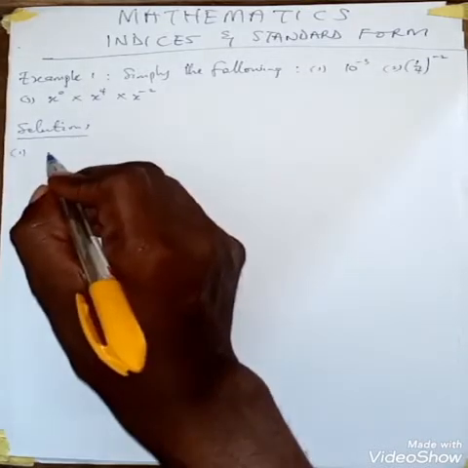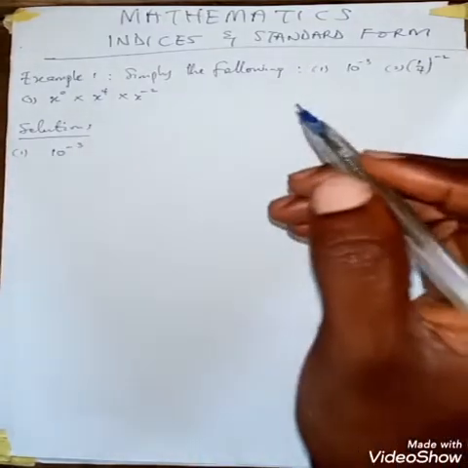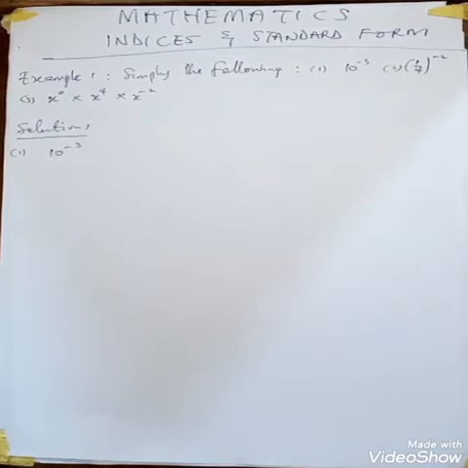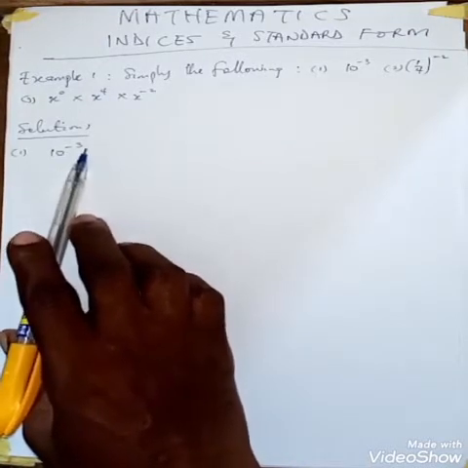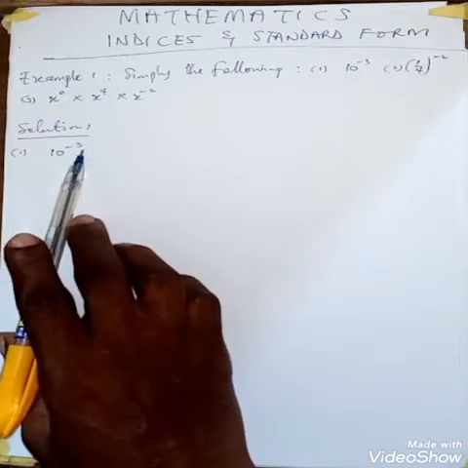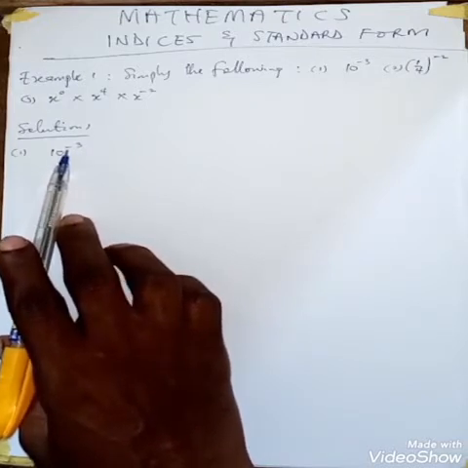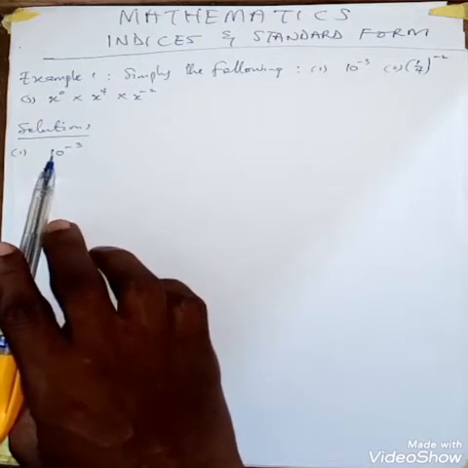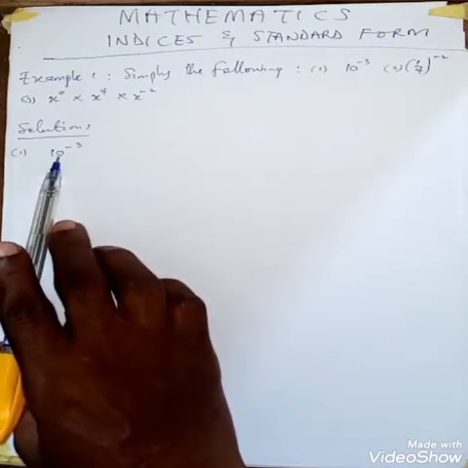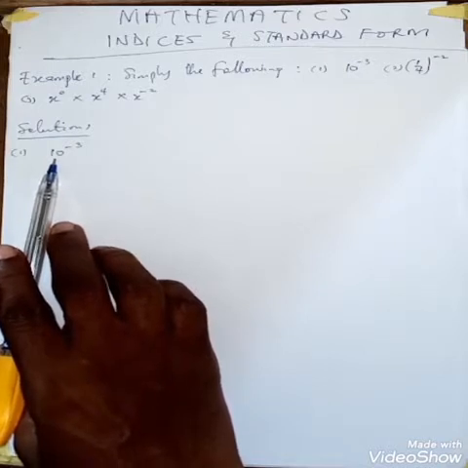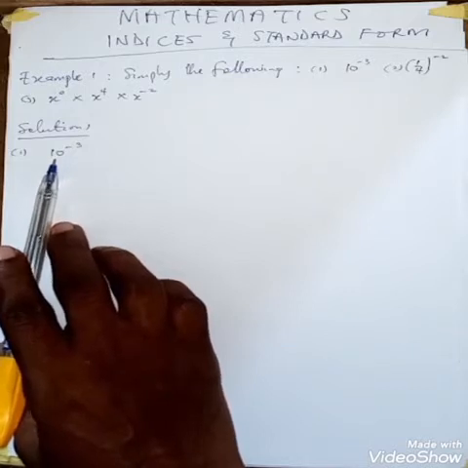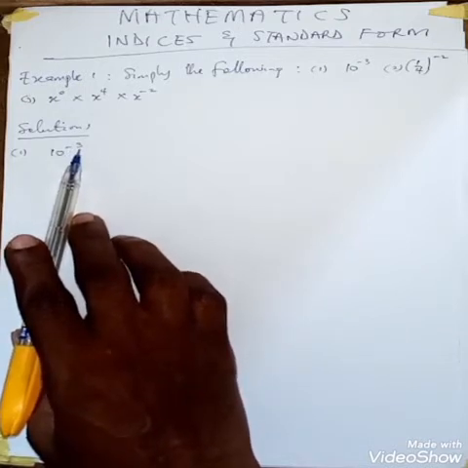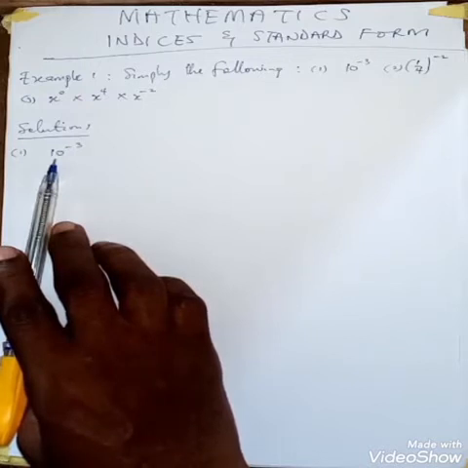In number 1, what we have is 10 raised to the power minus 3. If you can recall very well, in our last discussion, I said that it's abnormal for our base to have a negative power. Once that happens, there is a solution to that. We must make sure that the base exists as a fractional number. The only condition whereby our base can have a negative power is when such a base is a fractional number.